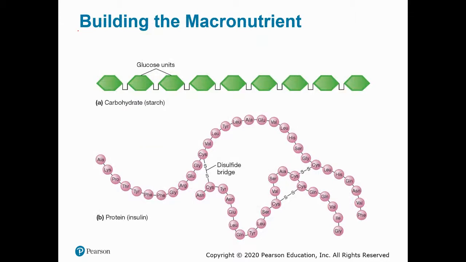Okay, so amino acid is just the starting place, right? So we have to get from amino acid to a full protein. Here we're looking at a complex carbohydrate, which, for example, would be starch or fiber. And then letter B is showing us an example of a protein, such as insulin. Insulin is a protein. It's a hormone that is a protein.